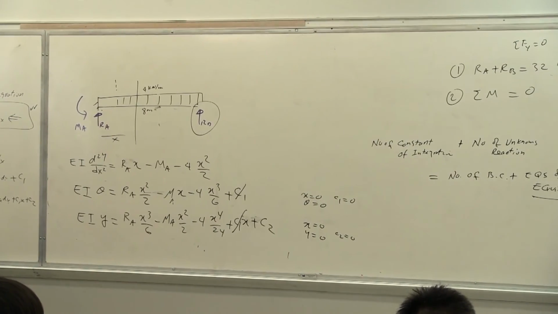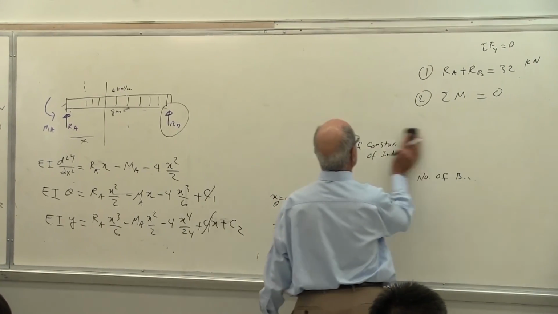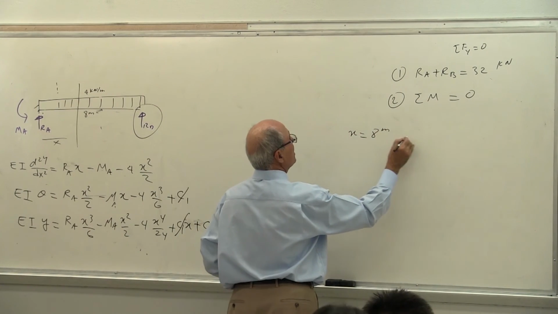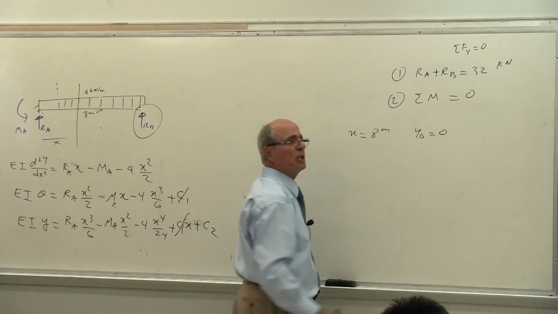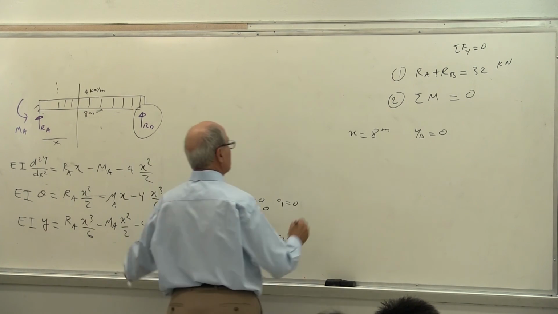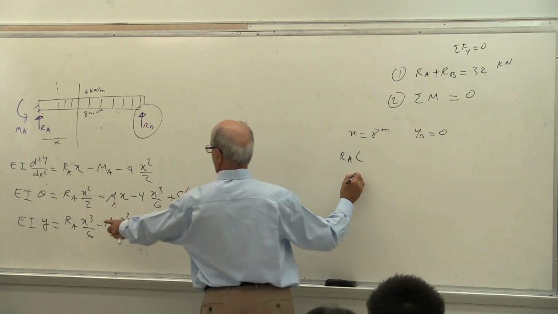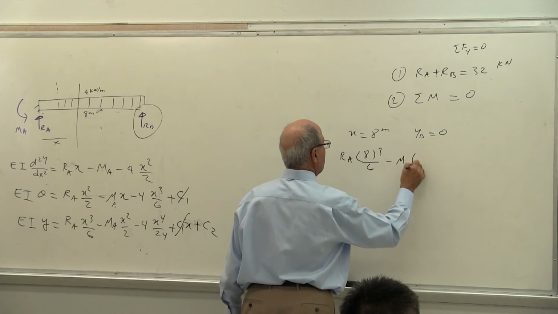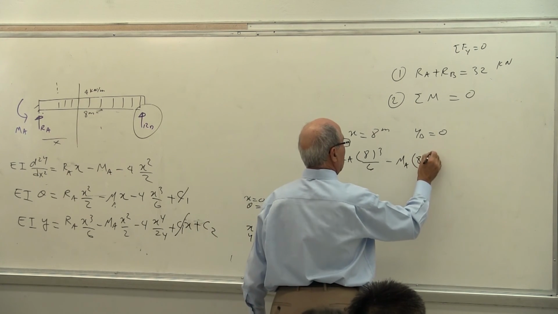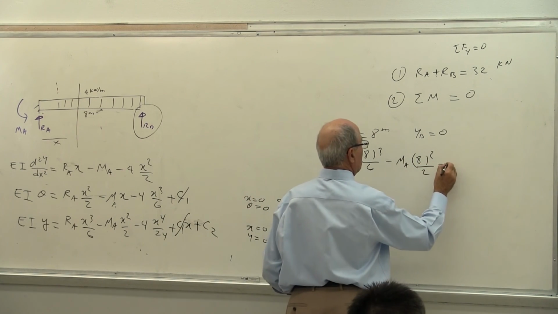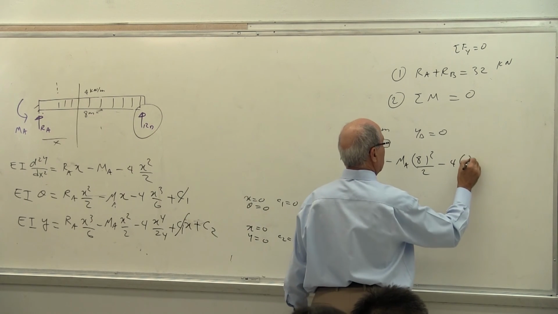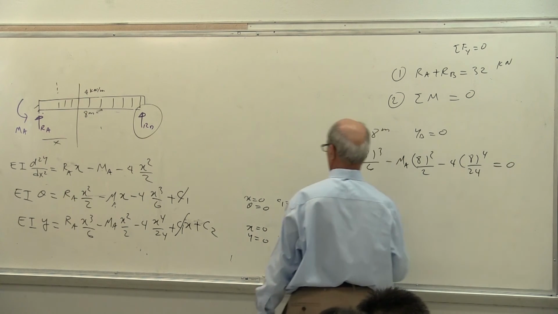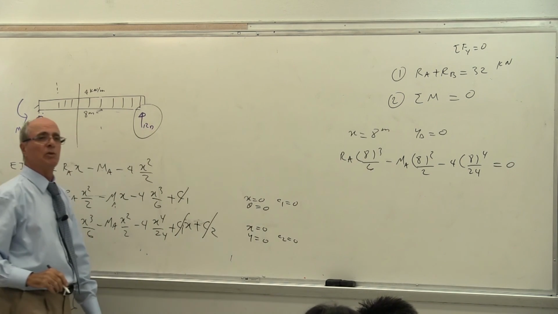So what's x equal to L here? I'm going to erase that because I want to use this board here. At x equal to what was the total? 8 meters. Y, in other words, at B must be equal to 0. So you write this equation: RA times 8 to the power of 3 divided by 6, minus MA times 8 to the power of 2 divided by 2, minus 4 times 8 to the power of 4 divided by 24, must be equal to 0, because both C1 and C2 were equal to 0.